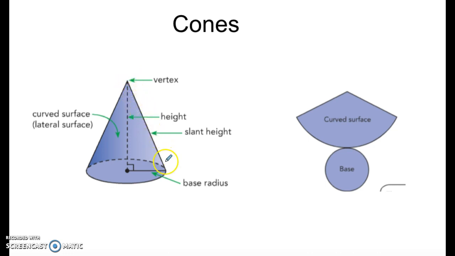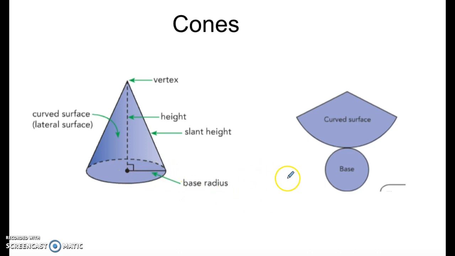The height going on up the side of the cone is called the slant height. Make sure you're able to tell the difference between the two. Okay, we have the curved surface, which can also be called the lateral surface. And then we have the base of the cone, which is a circle. And we know halfway through the circle is the radius.